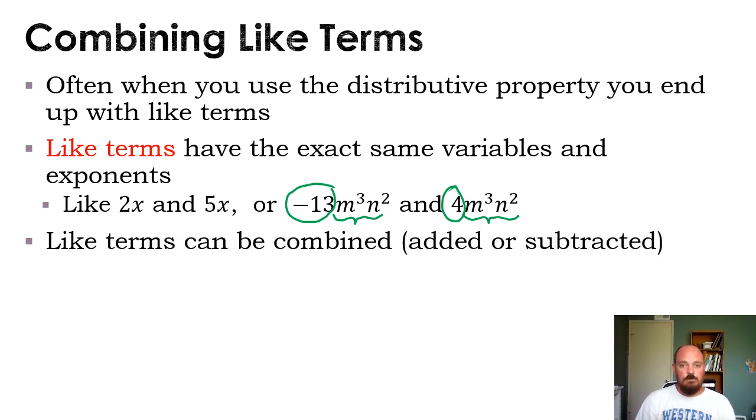So like terms can be combined, they can be added or subtracted, but unlike terms cannot. So just remember, if you have 2x and 5x squared, you can't add those together. Those are just different. They have to be exactly the same on the variable and exponent part.